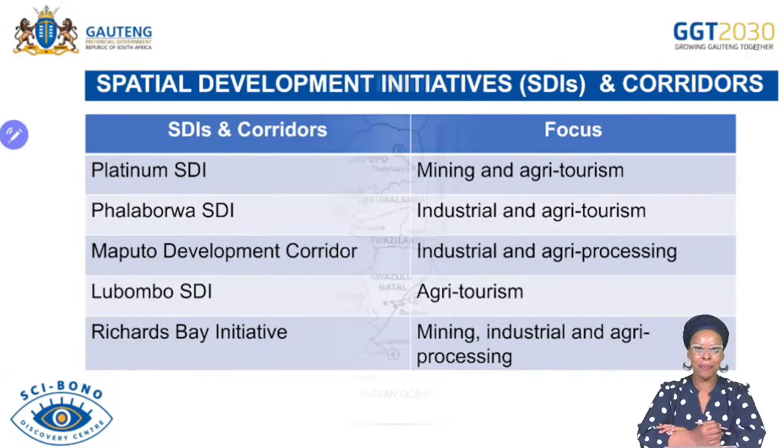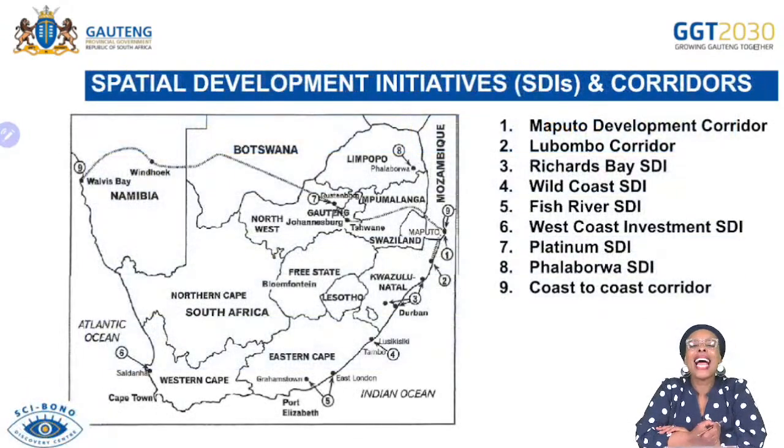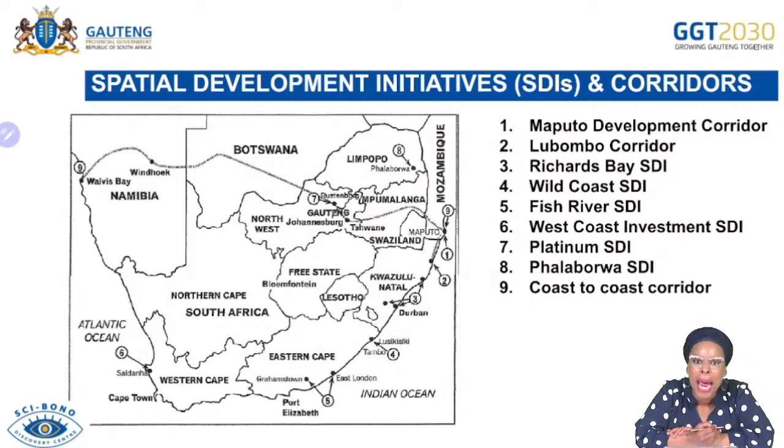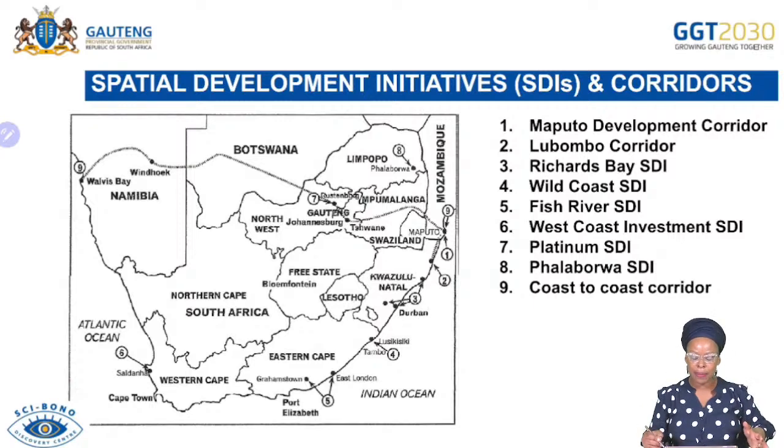According to our exam guideline, the 2021, and I hope you are utilizing that document, it's a national document. According to the 2021 examination guideline, you need to know where these SDIs and corridors are found on the South African map. You need to know where they are located. Let's quickly do that. Let's start with Maputo Development Corridor.